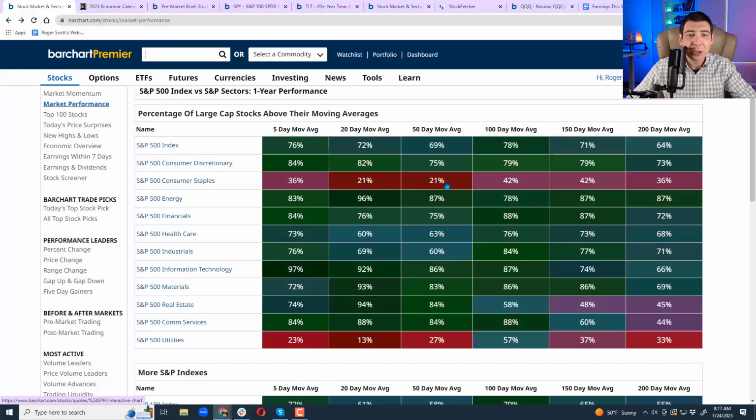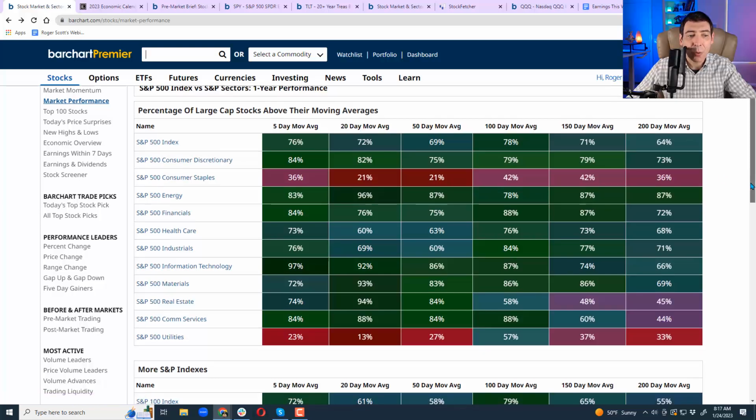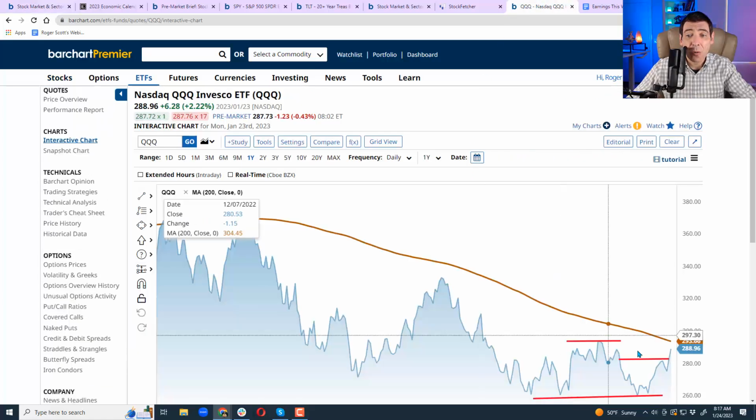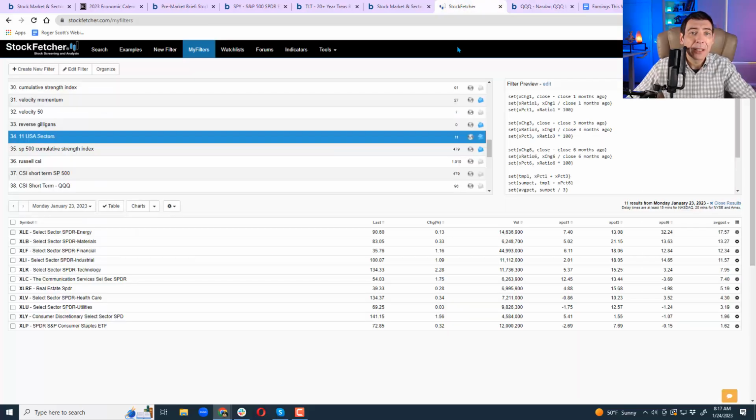I wouldn't be throwing consumer staples out with the bathwater right now. While information technology is a little overbought, consumer discretionary is a little overbought, and communication services are a little bit overbought, and overall NASDAQ is reaching again for that 200-day moving average, I would be very skeptical right now of a turnaround. So I would not be selling consumer staples. I would be much more inclined to sell consumer discretionary, in my personal humble opinion.